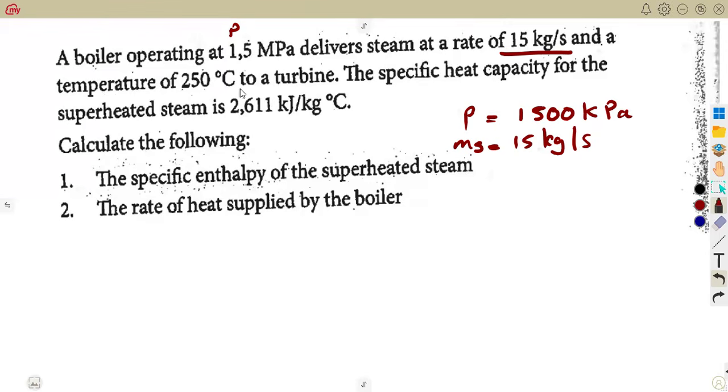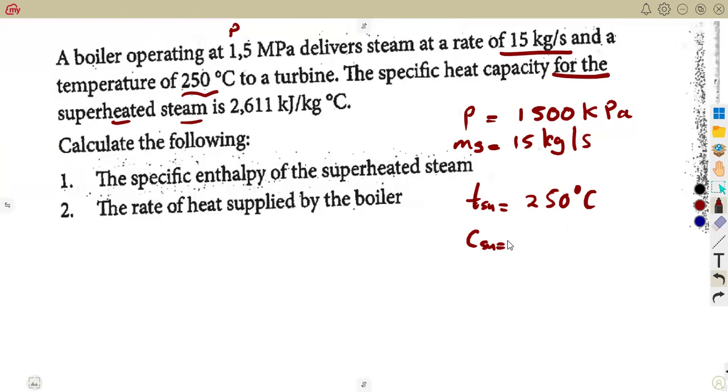And a temperature to the turbine, which is, we are talking of what? The superheated steam. The temperature affecting the superheated steam to the turbine is 250 degrees Celsius. The specific heat capacity for the what? For the superheated steam, we are given.